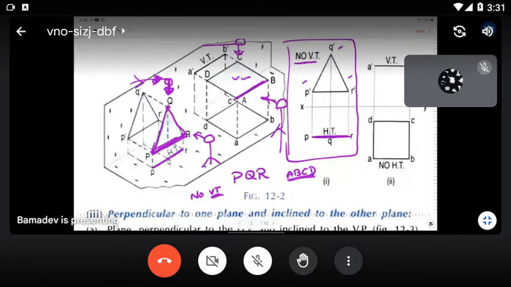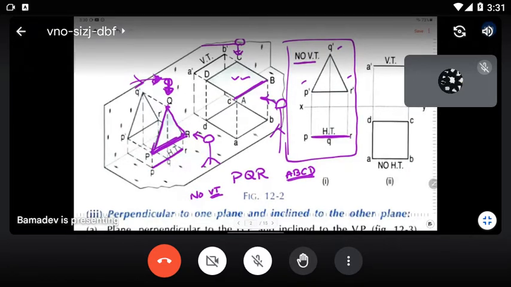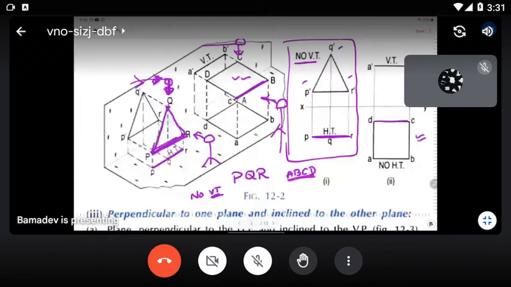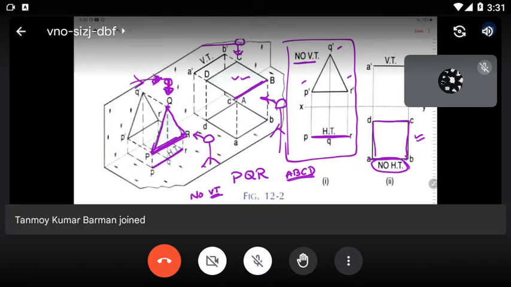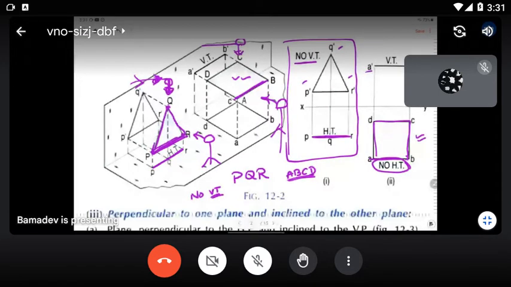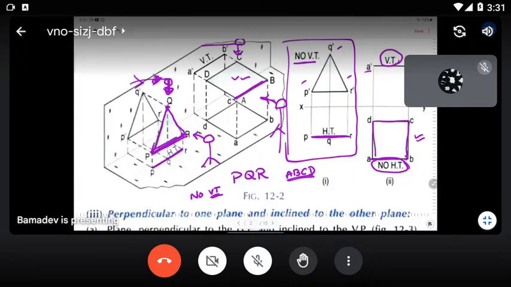So, which trace will it not have? The horizontal trace. It will never have the horizontal trace. That is what is shown here. The top view is the exact square ABCD, with no horizontal trace, and A dash B dash is the front view and the vertical trace. So this is category 2.